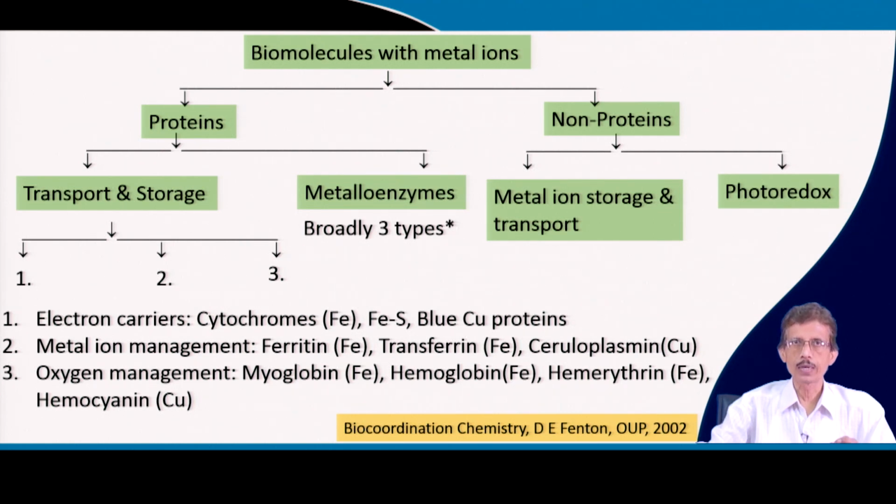From the very beginning of our class, we are talking about hemoglobin and myoglobin. These are the oxygen management molecules, responsible for O2 management only. They are myoglobin, hemoglobin, hemerythrin, one other type of material where the situation is different, and hemocyanin, which is present with copper. For electron carriers, there are cytochromes, which have iron content, then iron sulfur proteins are also responsible for electron carriers, and then blue copper proteins are also there.